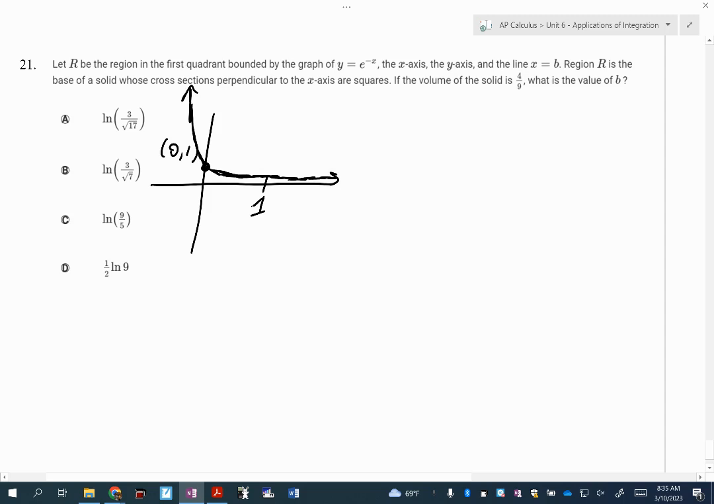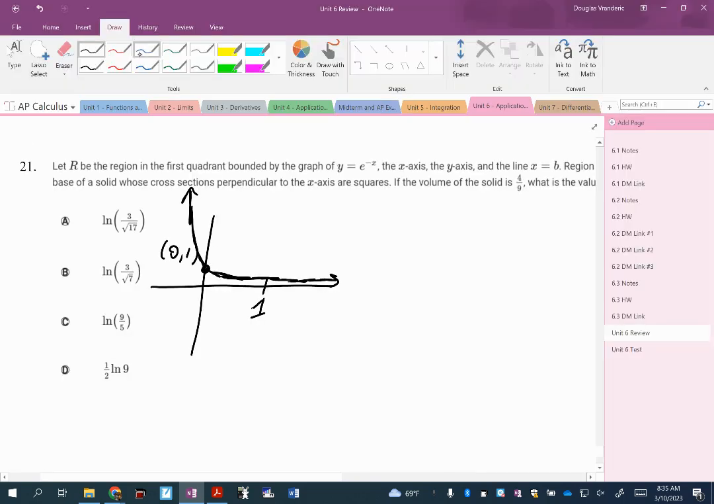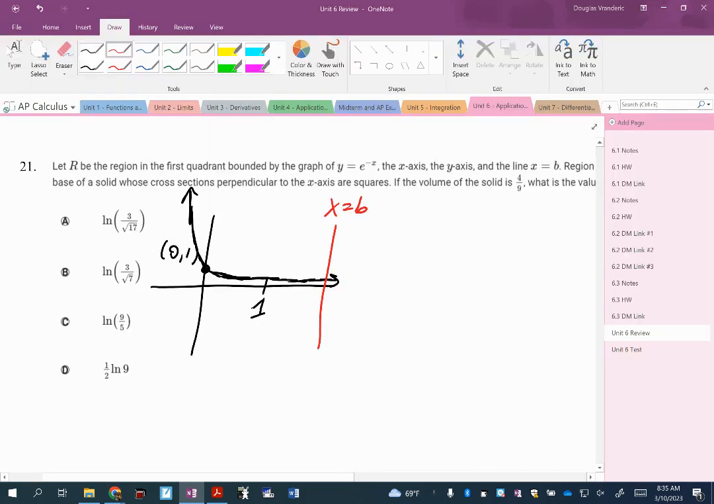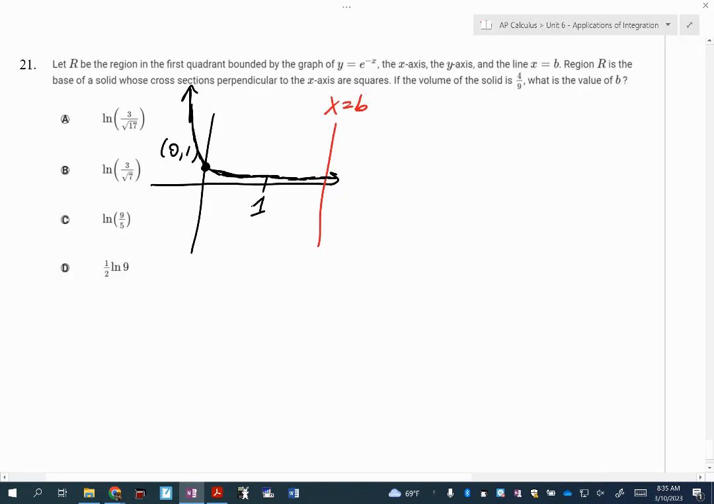We've got the x-axis, the y-axis, and some line x equals b. I don't know where you want to do that, but let's do it there. X equals b. Okay, it says the cross sections perpendicular to the x-axis are squares. So that's kind of nice. We already did one like that. So these are going to be squares.